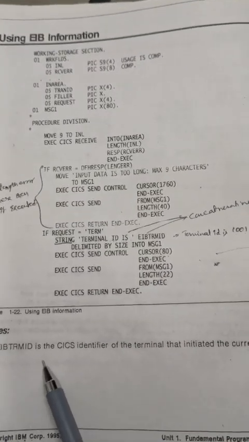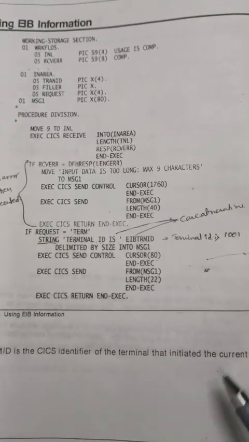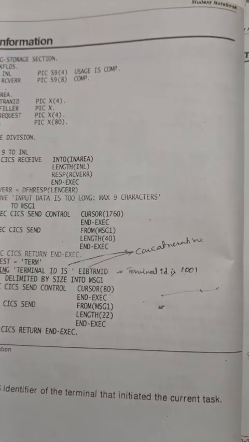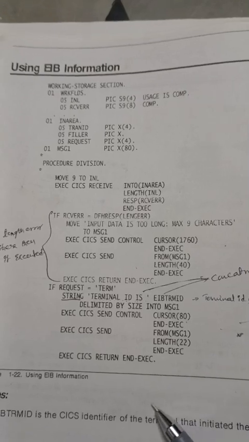The EAB terminal ID is nothing but, in CICS, it identifies the terminal that is integrated with the current task. These are the system information we are going to pass in the error message.